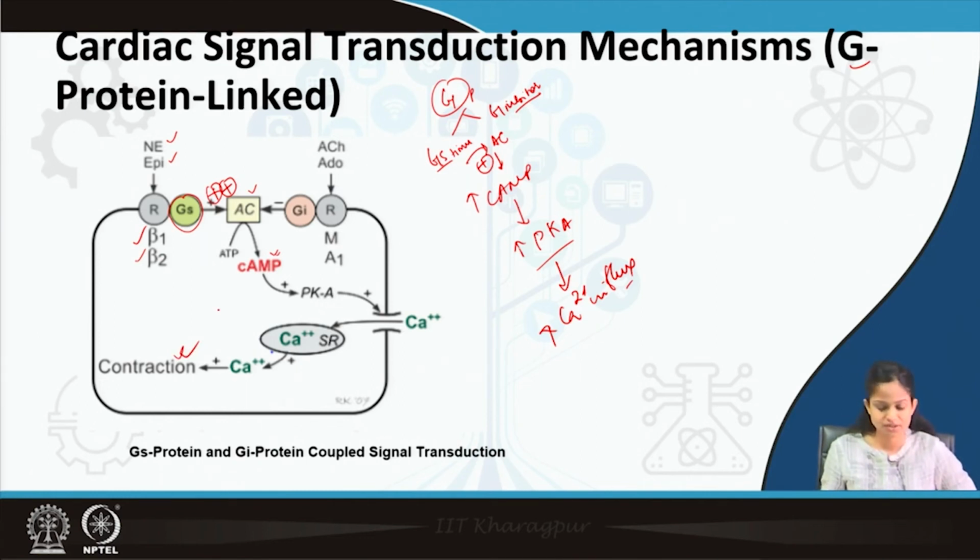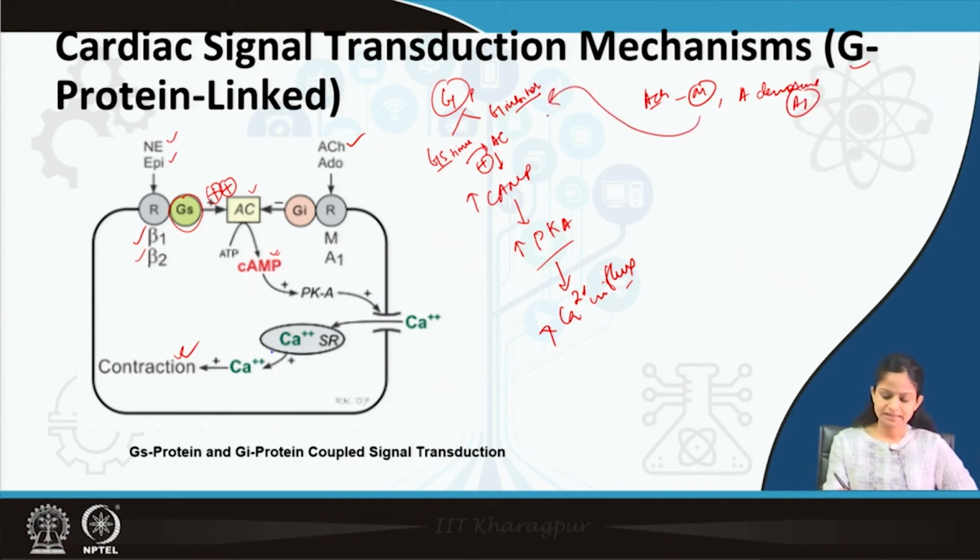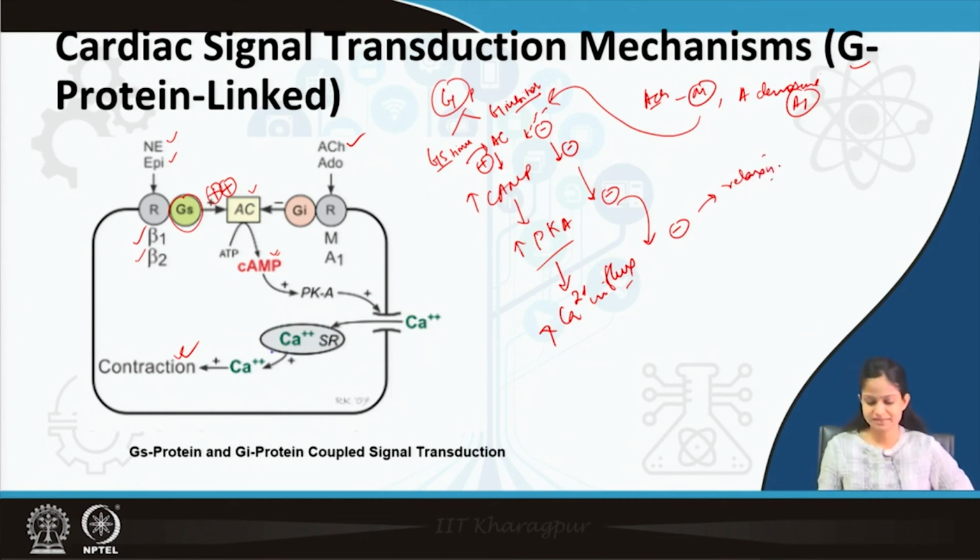The reversal occurs in case of G inhibitory protein, and the receptors, we already know, are the muscarinic receptors for acetylcholine, also we have adenosine which binds to the A1 receptors. They bind to the G inhibitory proteins and the adenyl cyclase enzyme will be inhibited. So, the cyclic AMP will be inhibited, there will be less protein kinase and less calcium influx, and thus relaxation or less contraction of the muscle. So, that is how the cardiac signal transduction occurs.